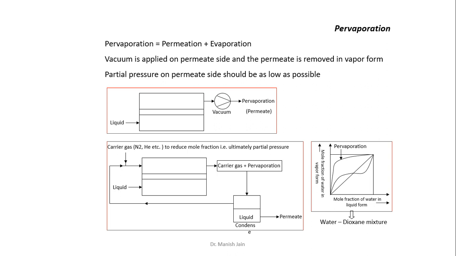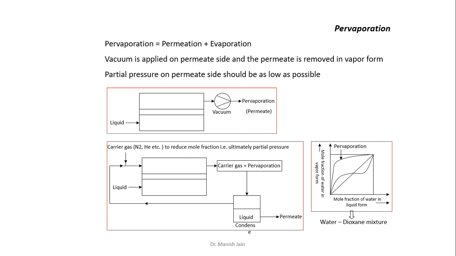So the first question arises: what is the benefit of the vaporization in the membrane based separation process? To understand this, we have to compare the pervaporation process with reverse osmosis. In reverse osmosis, we separate the salt from the water. The reverse osmosis membranes are selective for the water, not for salt.